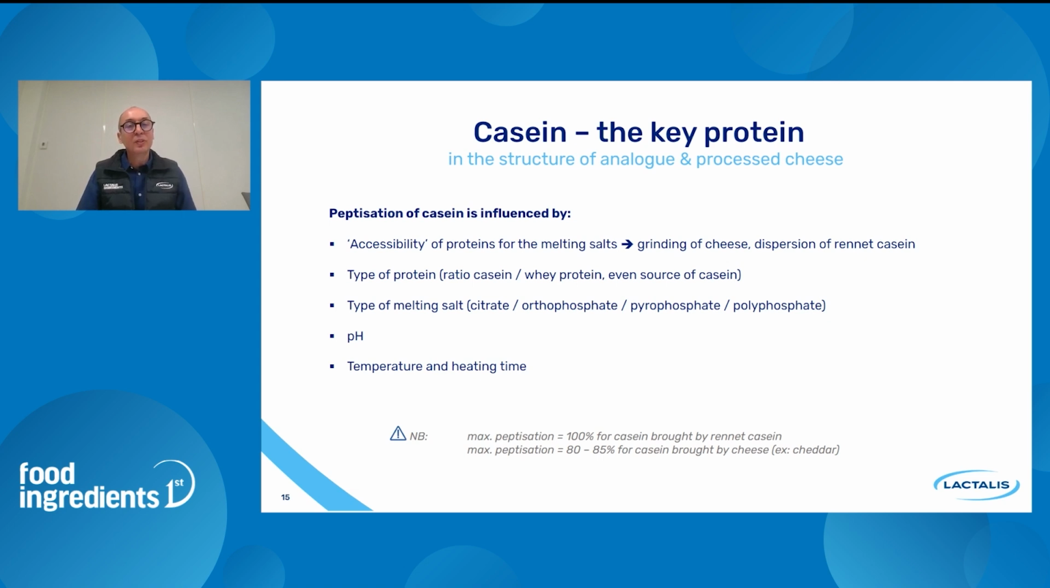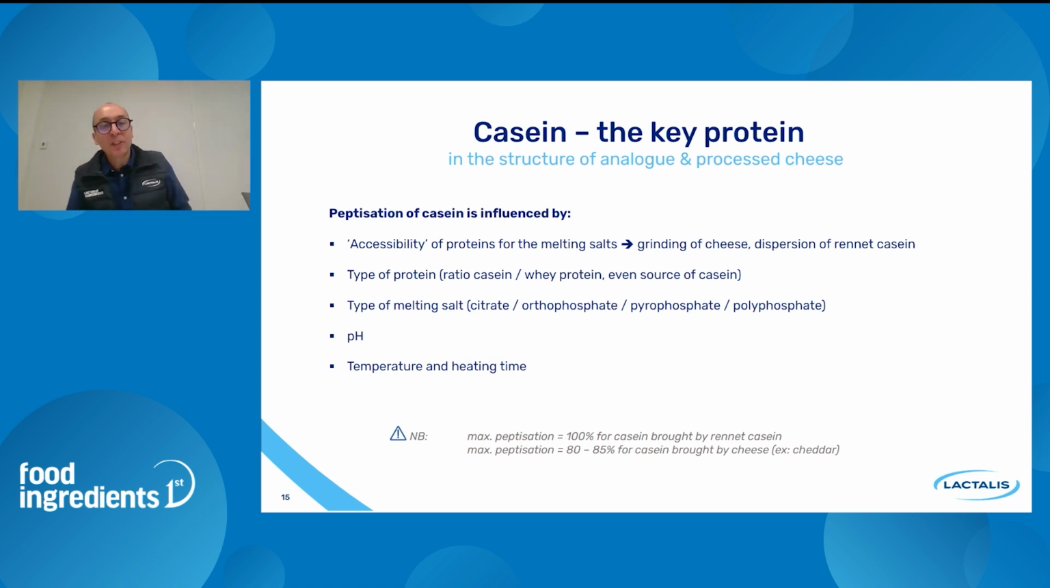Then the second parameter is the type of protein. Of course, as we've been explaining before, the peptization works with casein. So the ratio of casein to whey protein is important, and even the source of protein is important. For your knowledge, with rennet casein, for instance, you can expect a rate of peptization of 100%, so complete peptization. This is not something you can reach with cheese, because with cheese, the casein will be peptized to only 80 to 85%.